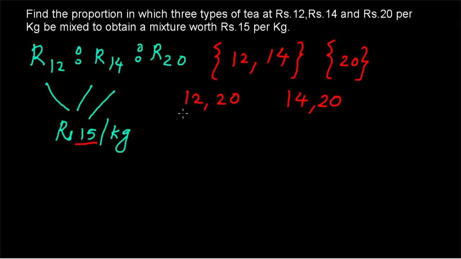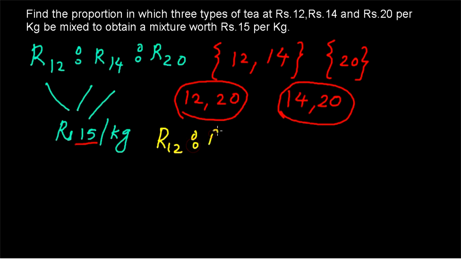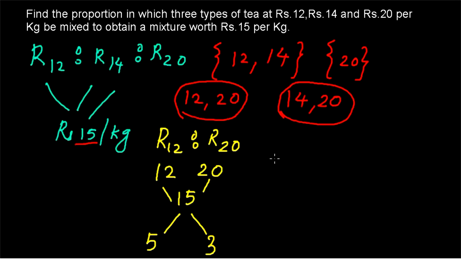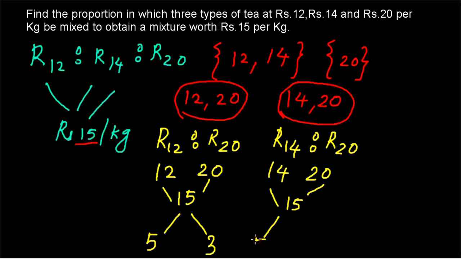Now we have to apply the alligation rule separately to the first group 12 and 20 and the second group 14 and 20. So R12 is to R20 will be given as the proportion at which 12 and 20 should be mixed together in order to form a mean of 15. So the difference between 15 and 20 is 5 and the difference between 12 and 15 is 3. And R14 is to R20 will be given as 14 and 20 combined together to give a mean of 15. So the difference between 20 and 15 is 5 and the difference between 14 and 15 is 1.